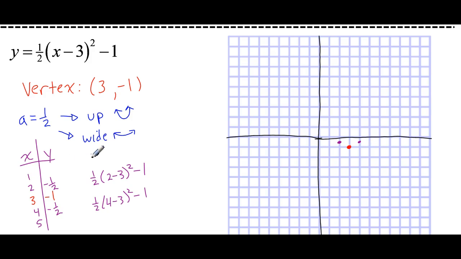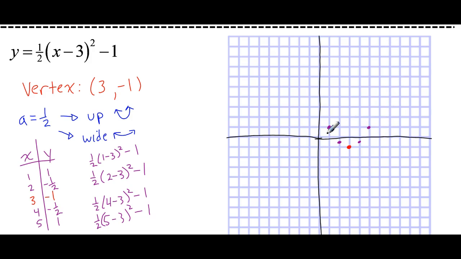Let's try plugging in 1. So we get 1/2 times (1 minus 3) squared minus 1. -2 squared is 4. 4 times 1/2 is 2. 2 minus 1 is 1. So we get that point there. A similar thing happens when you plug in 5. 5 minus 3 is 2. 2 squared is 4, etc. You also end up with 1 over there.